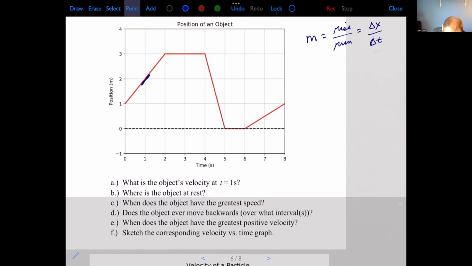So in this case, if I start here and I want to get to here, my rise, I have to go up 2, right? Because I'm going from 1 to 3. So I'm going up plus 2. And then the run is I'm going over plus 2 seconds. So this is simply going to be 2 over 2, which is 1. And it has units of meters per second. So we know that the slope of this line is 1 meter per second. And the slope of the line that just touches at 1 second is also 1 meter per second. So that answers our question. What is the object's velocity at 1 second? It's exactly 1 meter per second.